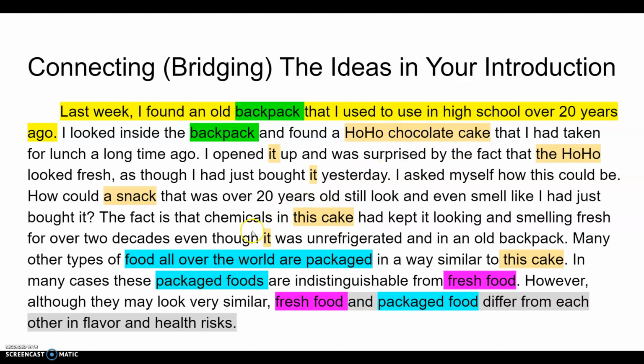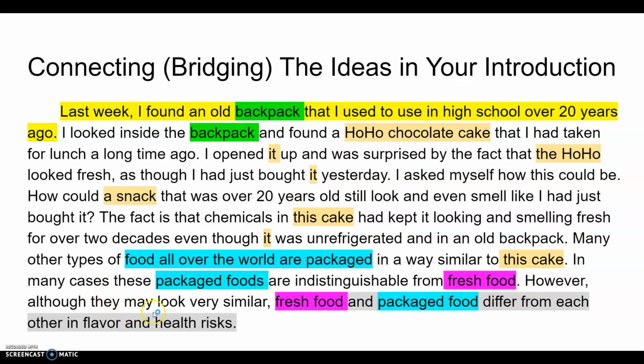And then in this sentence, many other types of food all over the world are packaged in a similar way to this cake. I still have this cake right here referring to the same snack in all the other sentences. But this time, I also said food all over the world are packaged in a similar way. So this idea, if we look to the next sentence, says in many cases these packaged foods are indistinguishable from fresh food. So packaged food is here, and this idea of packaged food is in the previous sentence. We ended this sentence with fresh food, and then we go on to our thesis.